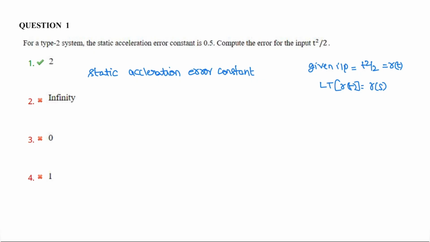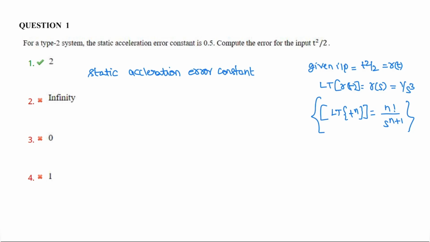R of s, its value is 1 by s cube, because we know that Laplace transform of t power n is equal to n factorial by s power n plus 1. So according to this, Laplace transform of t square by 2 is 1 by s cube.